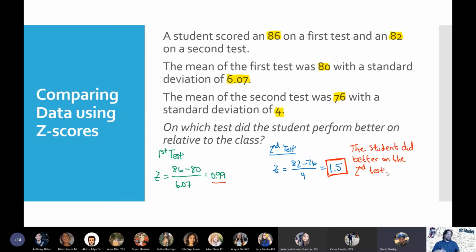So, again, our standardized score or z-score can allow us to compare things that aren't always comparable, right? Like the two tests were different, they were on different content, right? And the scores were different for the class. All right, so one measure is just the raw score, 86 and 82, but another measure of how well the student did is also how they did compared to the rest of the class.